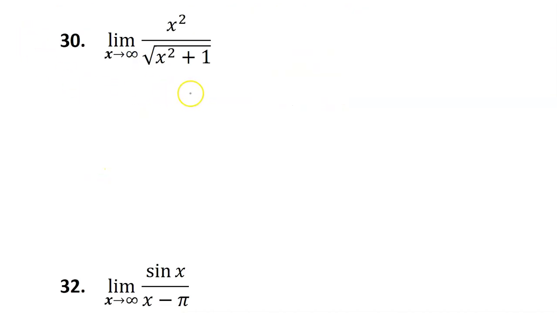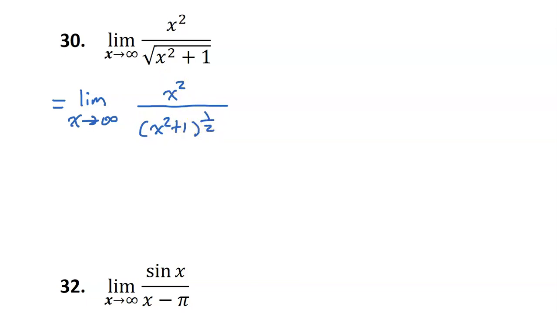Problem number 30 is another problem that we could solve using techniques that we learned back in Unit 1. I'm going to go ahead and solve it using L'Hopital's rule first, and then I will remind you how we could solve it without L'Hopital's rule. Before I do anything though, I'm going to rewrite this slightly using fractional exponents. So this would be the same thing as x squared plus 1 to the 1/2 power.